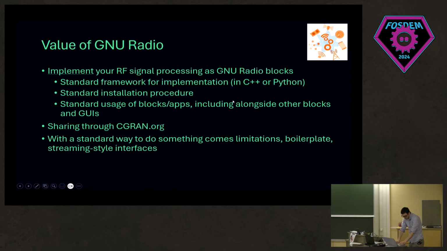Back to the slides. All right, so I want to take just a really quick tangent to remind people about what GNU Radio provides, and then how it relates to this plan that the project has. So GNU Radio, it's a way to implement your RF DSP in C++ or Python. It gives us a standard framework for doing that implementation. It's easy to get annoyed at the boilerplate and how to install everything.